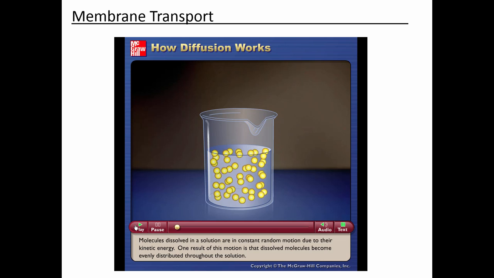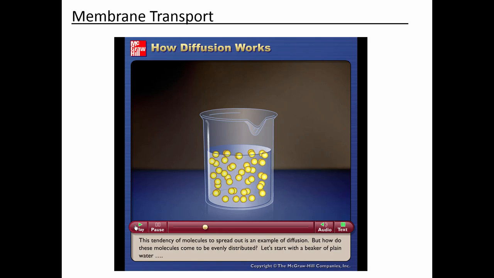Molecules dissolved in a solution are in constant random motion due to their kinetic energy. One result of this motion is that dissolved molecules become evenly distributed throughout the solution. This tendency of molecules to spread out is an example of diffusion. But how do these molecules come to be evenly distributed? Let's start with a beaker of plain water.